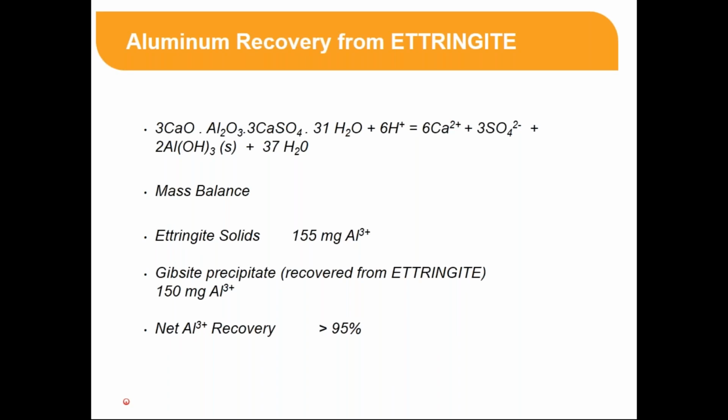So in the regeneration process, the ettringite solid had around 155 milligram per liter of aluminum as aluminum ion. With the regeneration process, we were able to recover almost 95% of our aluminum and reuse it in our system. That's what we did in other pilot studies, and we were successfully able to do that.